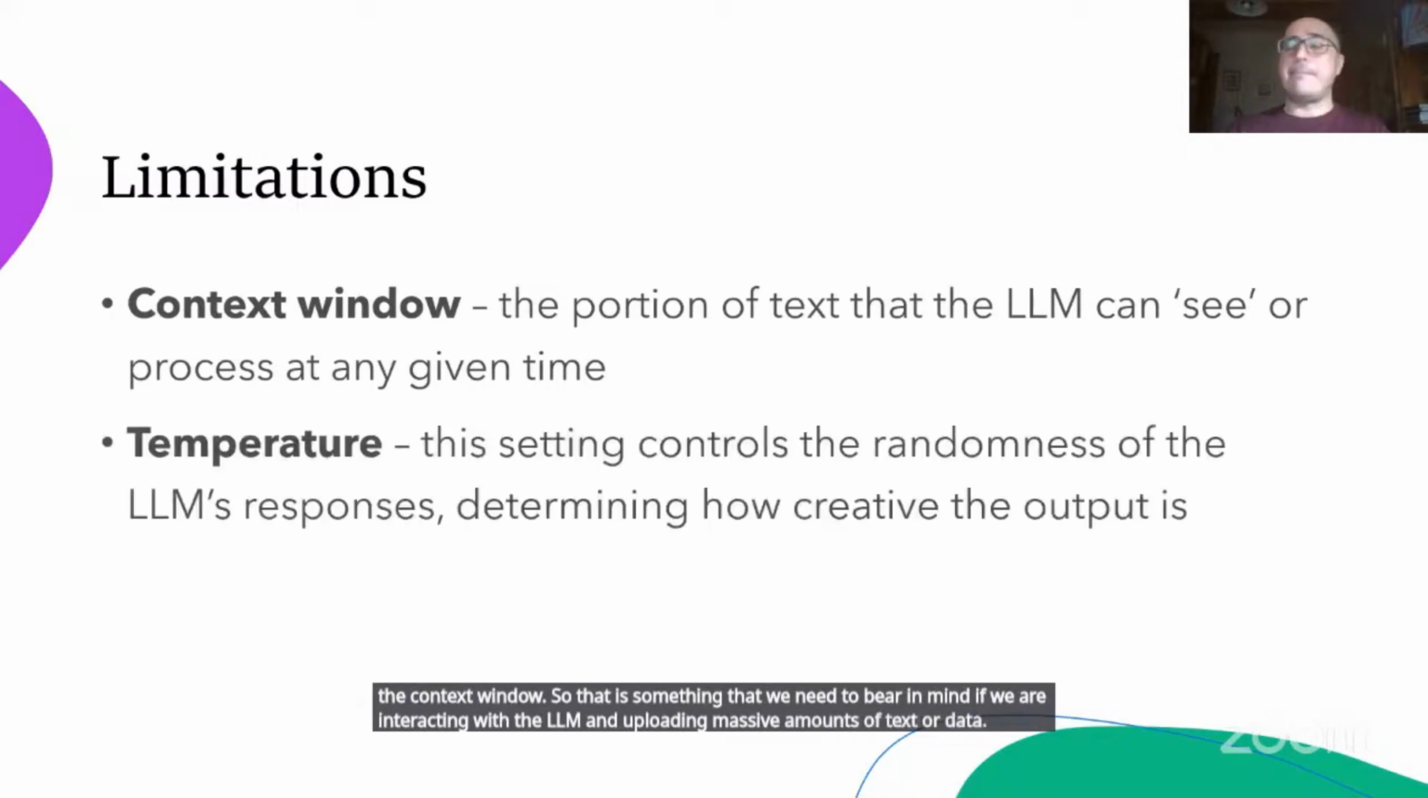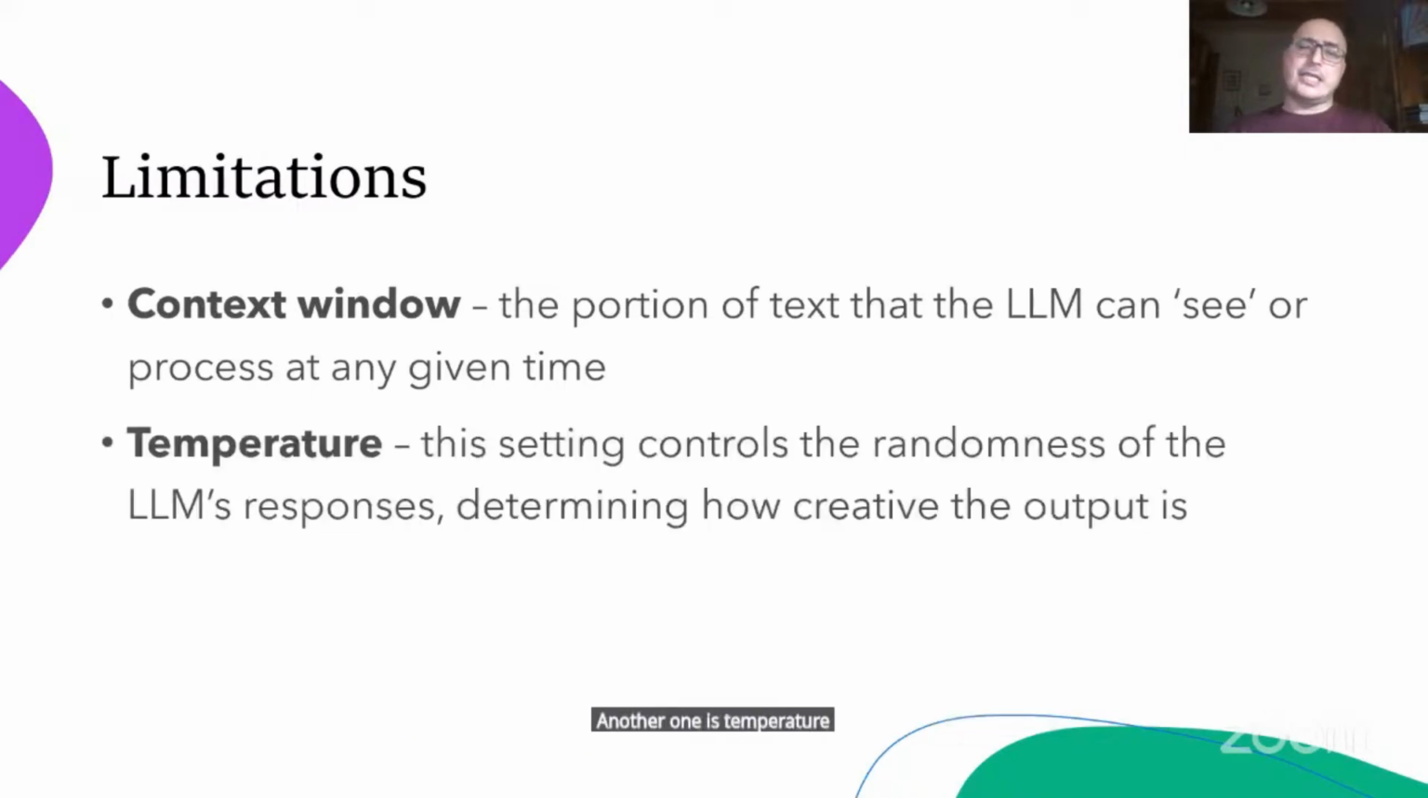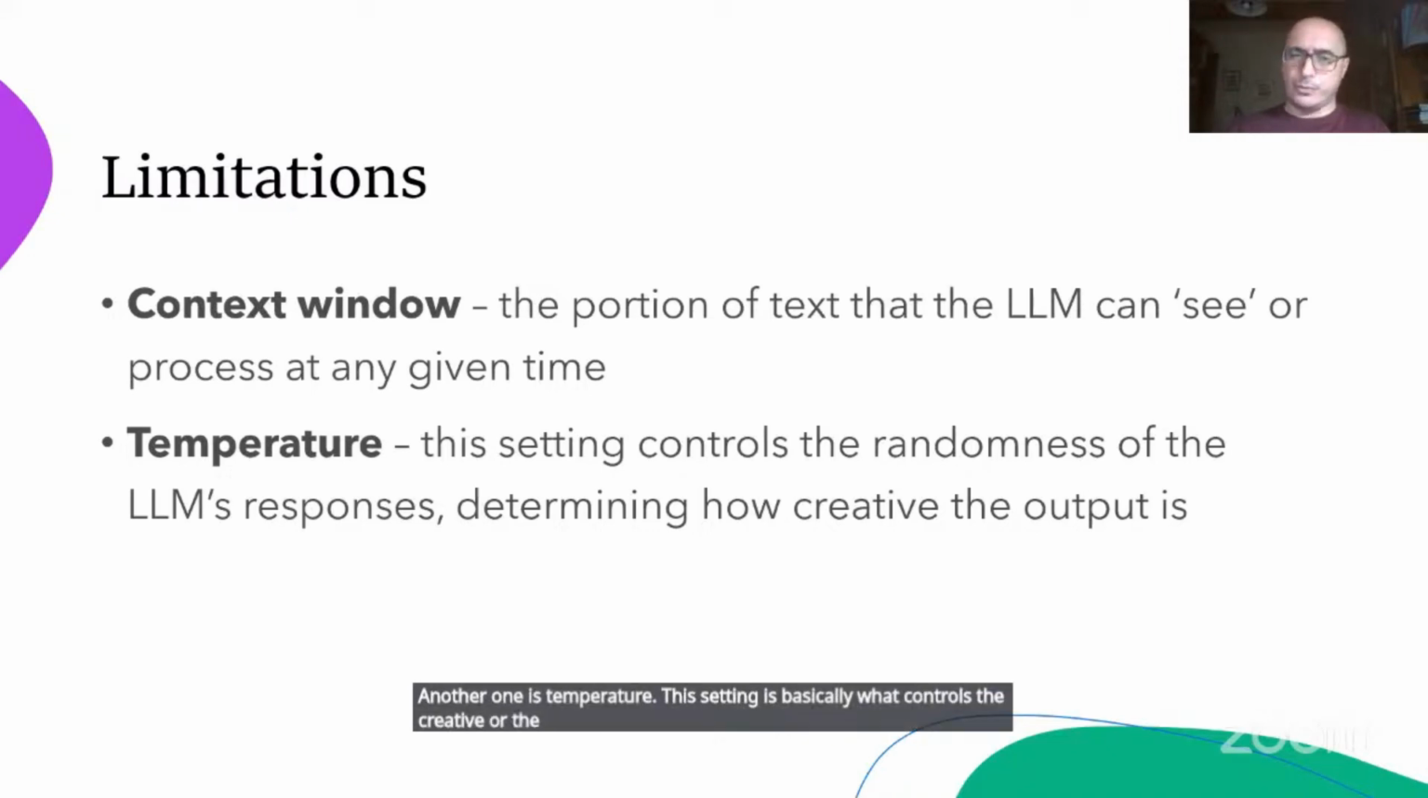Another one is temperature. This setting is basically what controls the creativity of the output. In certain tasks, we don't want it to be very creative, so the temperature setting has to be far, far lower.